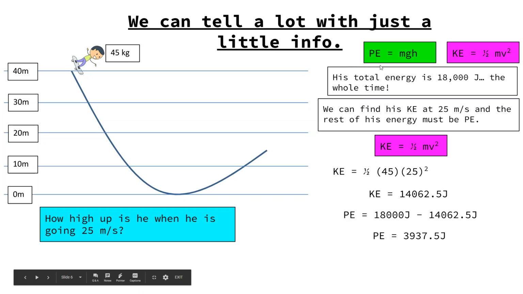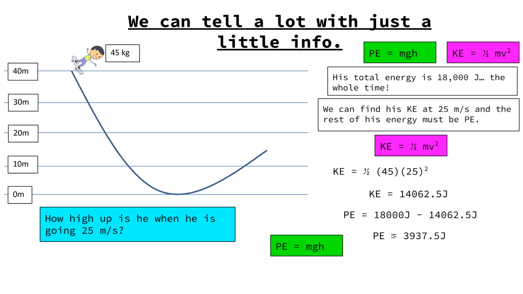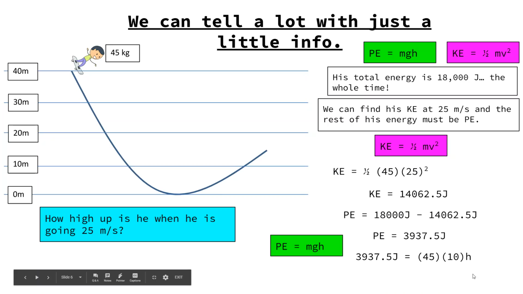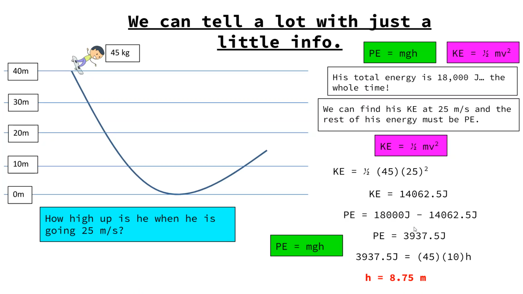Okay, now we can go back to the green. If we know his potential, we know his mass, and we know gravity, now we can solve for his height and figure out where he is on that ramp. So, green equation, we're going to plug in all the numbers that we know, do 45 times 10, then divide that number into 3,937.5, and we will get our height to be 8.75 meters. So he's going to be somewhere either here as he's going down, or when he comes back up the other side, he could be here also, but he's in one of those two spots.